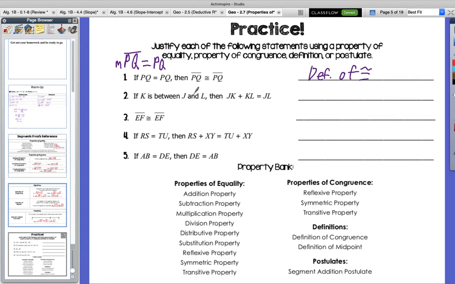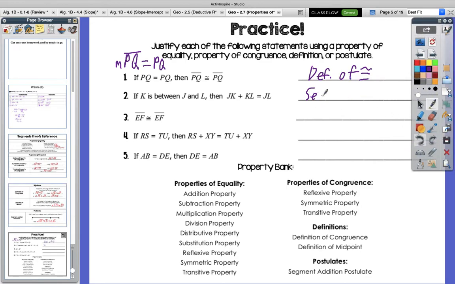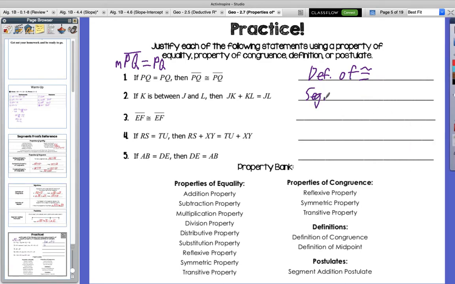If K is between J and L, then JK plus KL equals JL. So the measure of segment JK plus the measure of segment KL will equal the measure of segment JL. That's going to be our segment addition postulate. And you'll see how I shorten that down here into seg add post. I call it segment addition postulate.